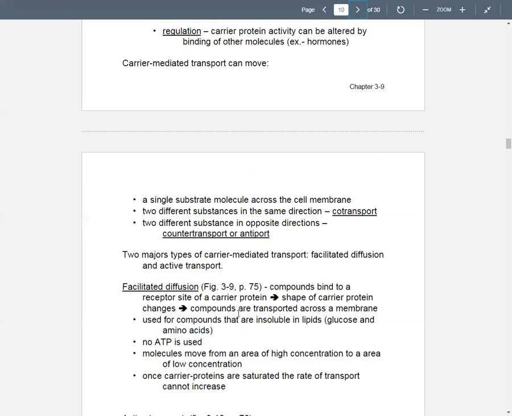Facilitated diffusion is great for compounds that are lipid insoluble, right? Because they can't go through the middle part of the bilayer. Things like glucose and different amino acids can't get across on their own. It's diffusion, so there's no ATP, no energy used. Again, you're moving from high concentration to low concentration. Once you've filled up all the sites on the carrier proteins, your rate of transport basically doesn't increase at that point. There are no seats available. You hit your limit in your transport rate.